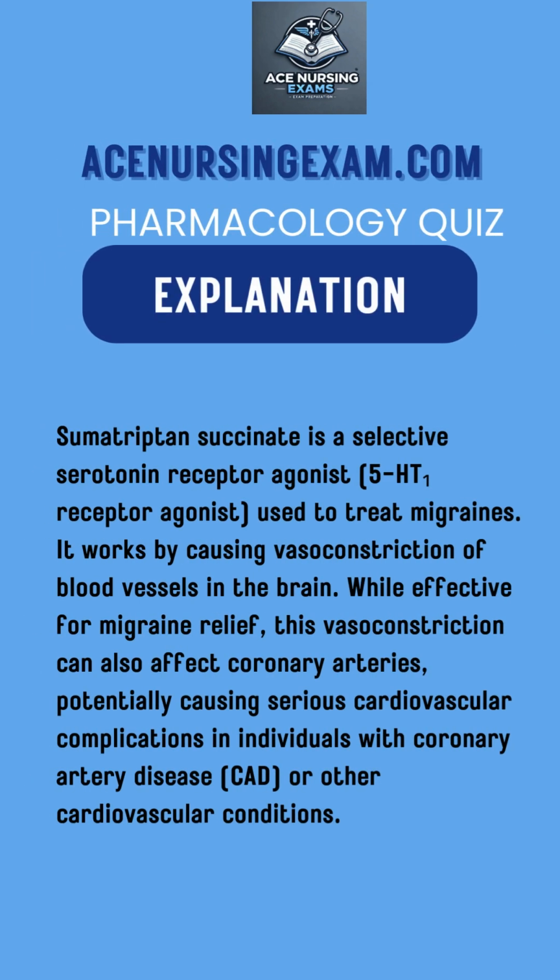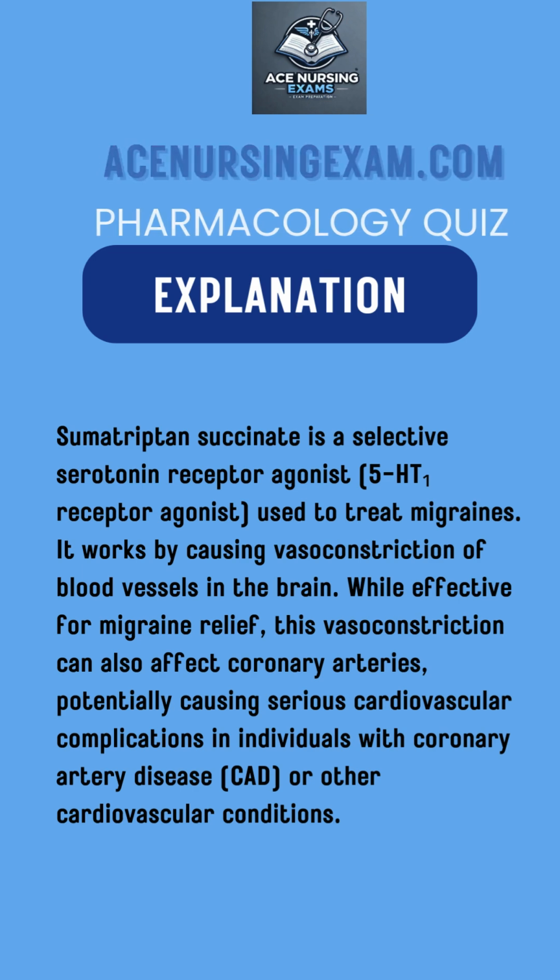Explanation: Sumatriptan succinate is a selective serotonin receptor agonist, a 5-HT1 receptor agonist, used to treat migraines. It works by causing vasoconstriction of blood vessels in the brain. While effective for migraine relief, this vasoconstriction can also affect coronary arteries, potentially causing serious cardiovascular complications in individuals with coronary artery disease, CAD, or other cardiovascular conditions.